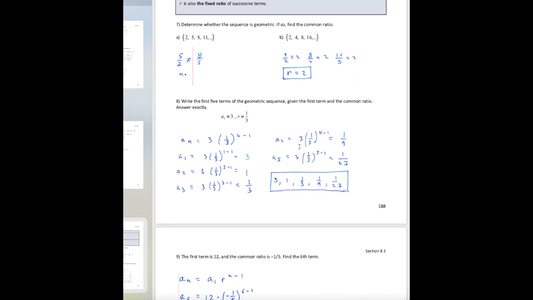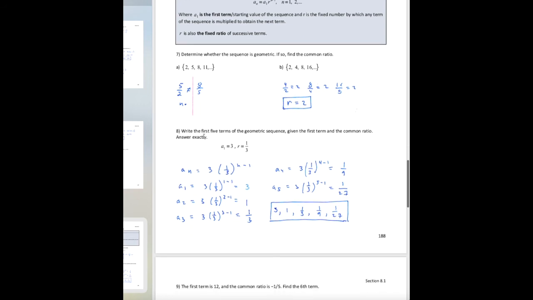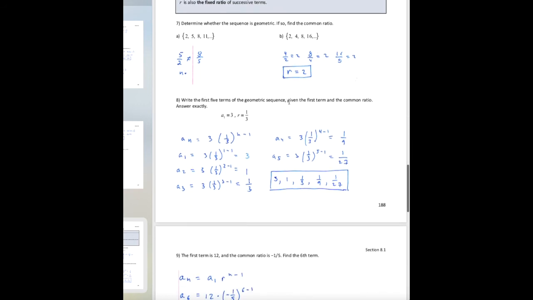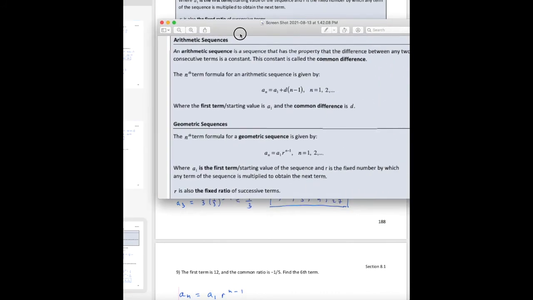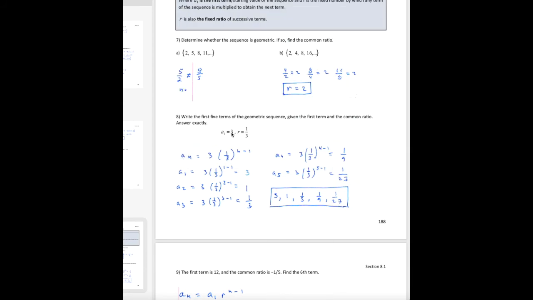After that, it's very similar style problems, but now we have geometric sequences instead of arithmetic sequences. Write the first 5 terms of the geometric sequence given the first term and the common ratio. Answer exactly. Okay, so here's my nth term formula. I'm just plugging in my first term and my ratio. They gave us the first term is 3 and the ratio is 1/3. And then there's a little n minus 1.